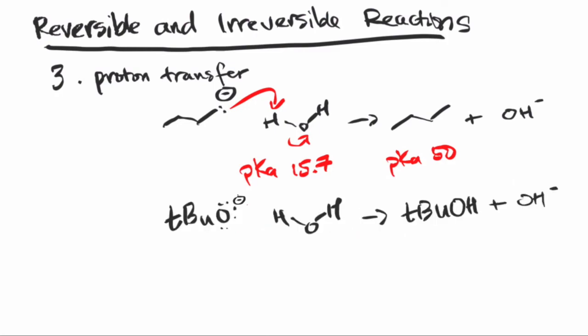Contrast this to the reaction of tert-butoxide with water. The pKa difference here is much less. So because of this, there will be a substantial amount of reactants at the completion of this reaction. So we will use the reversible reaction arrow for this reaction. So what is the cutoff, you say? A good general rule is that if you have a difference in pKa of more than 10, you will use the irreversible reaction arrow. And if it's less than 10, you will tend to use the reversible reaction arrow.